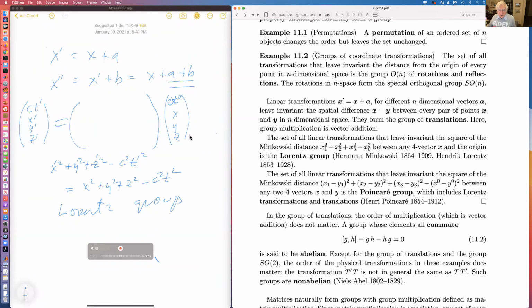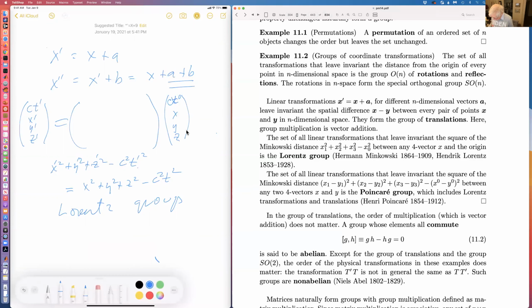of Lorentz transformations. On the other hand, one can say, well, what we want here is not just to leave this invariant, but we can also say we want, let me just use the screen here, x1 minus y1 squared, x2 minus y2 squared, x3 minus y3 squared, minus x0 minus y0 squared, to keep this constant for any two 4-vectors. This is the Poincare group. So this is Lorentz transformations plus translations.